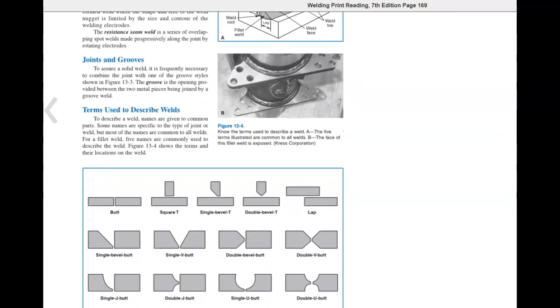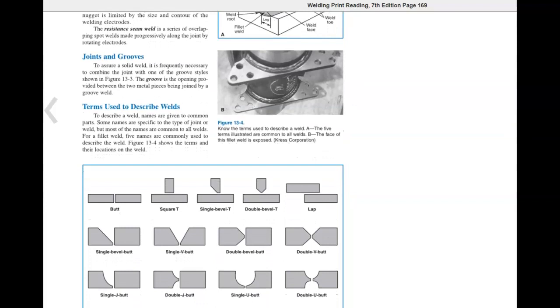Terms used to describe welds. To describe a weld, names are given to common parts. Some names are specific to the type of joint or weld, but most of the names are common to all welds. For a fillet weld, 5 names are commonly used to describe the weld. Figure 13-4 shows the terms and the locations on the weld.